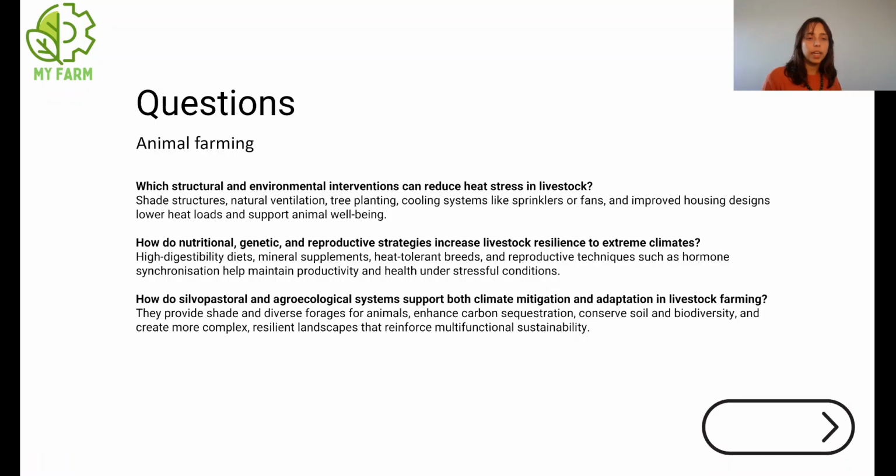How do nutritional, genetic, and reproductive strategies increase livestock resilience to extreme climates? High digestibility diets, mineral supplements, heat-tolerant breeds, and reproductive techniques help maintain productivity and health under stressful conditions. Last, how do silvopastoral and agroecological systems support both climate mitigation and adaptation? They provide shade and diverse forage for animals, enhance carbon sequestration, conserve soil and biodiversity, and create more complex and resilient landscapes that reinforce multifunctional sustainability.